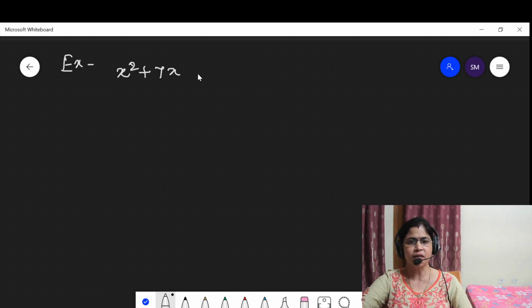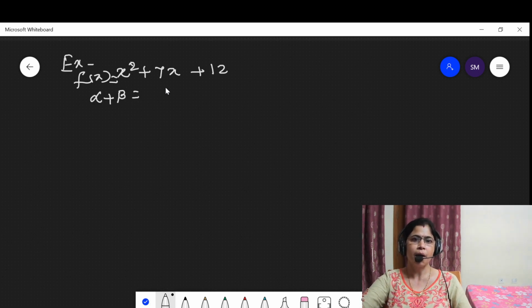Here the question says x square plus 7x plus 12. Here f(x) is equal to x square plus 7x plus 12. Now verify the relationship. Here you have to verify the relationship between alpha and beta. Alpha plus beta is minus b upon a, and alpha into beta is equal to c upon a.